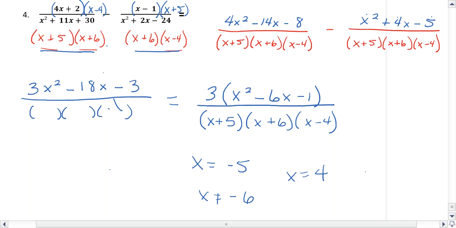All right, now you have the knowledge you need for section 3.